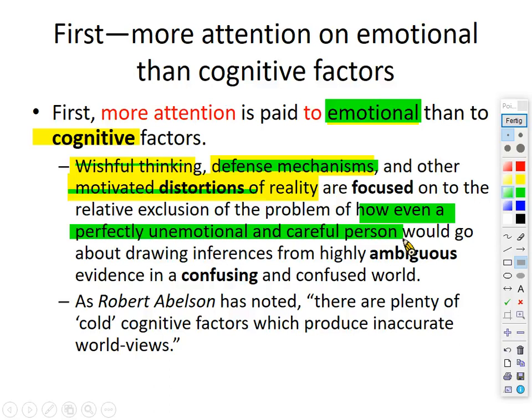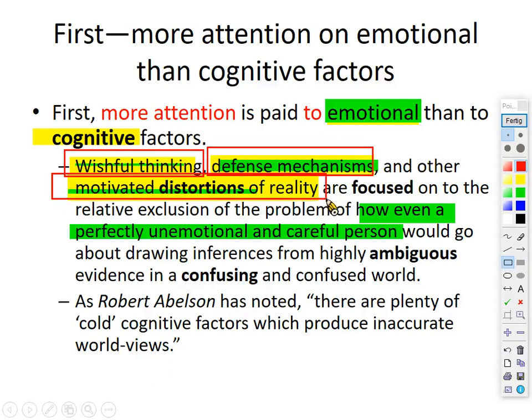And other motivated distortions of reality. The reality is there, and we try to understand it in a correct way, and psychologists always try to study why people perceive the world so differently, and why they perceive the world in such a distorted fashion. So these are the issues, and these are the focus of psychological studies. And look at this, all of these are related to your mental status, right? So we are talking about emotional issues.